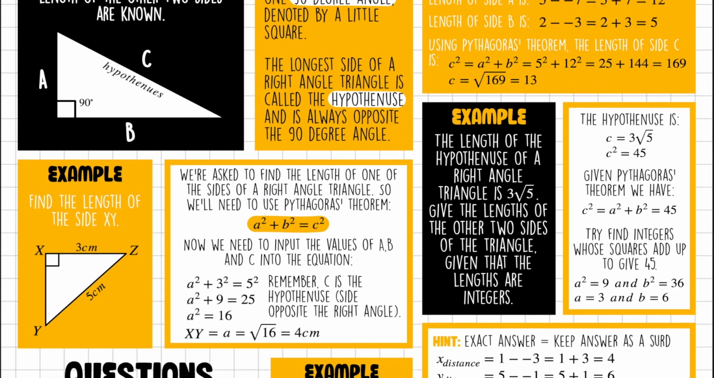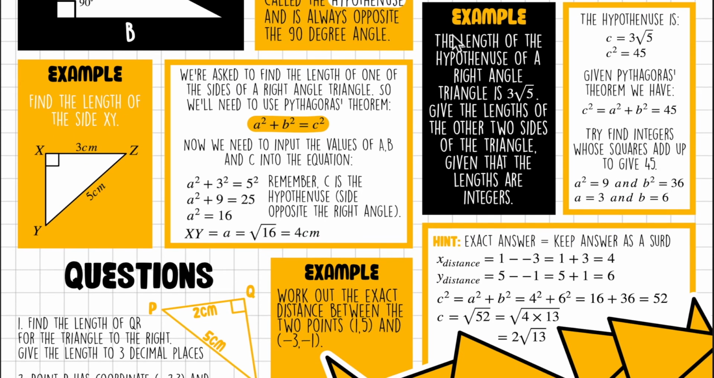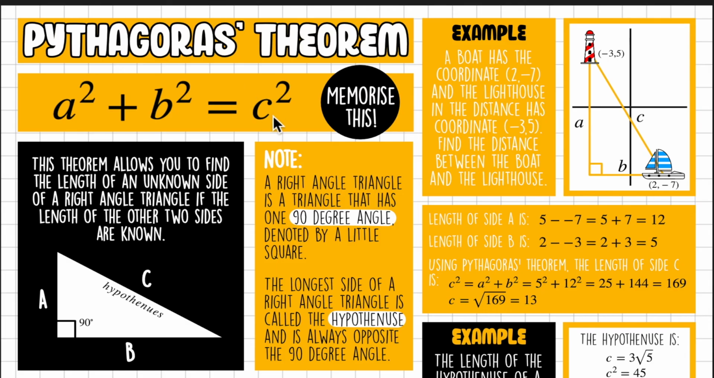Right, second example, bit harder. The length of the hypotenuse of a right angle triangle is 3 root 5. Give the lengths of the other two sides of the triangle given that the lengths are integers. First thing, what is the hypotenuse? The hypotenuse is the longest side of the right angle triangle. It is what C is in this formula.